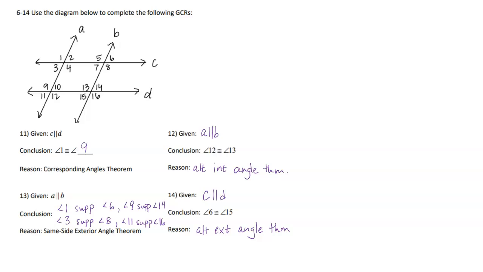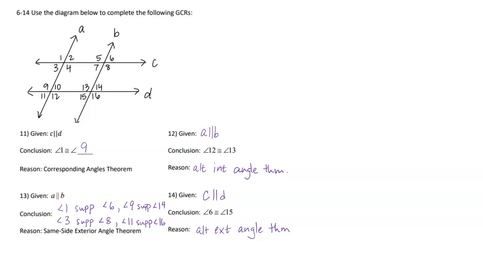1 and 9 are on the transversal A, and so that's corresponding angle theorem. C and D are parallel. 12 and 13 are on the transversal D, so that means A and B are parallel. And then there are lots of different conclusions for number 13. Any one of those would be acceptable because if A and B are parallel, then C and D are both transversals, and any set of same side exterior angles would be okay.